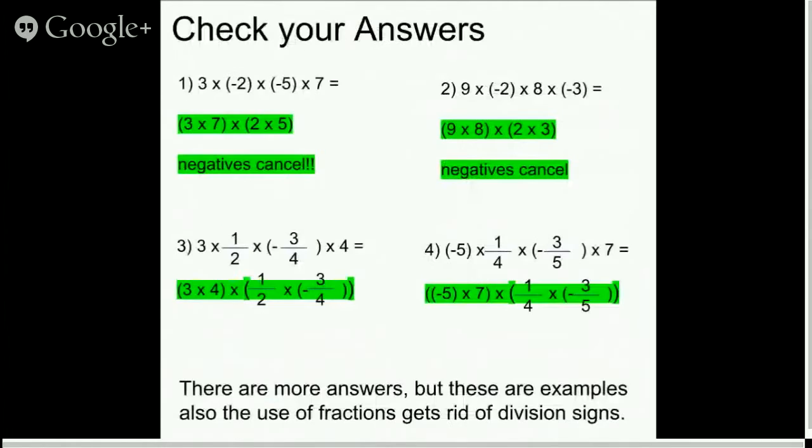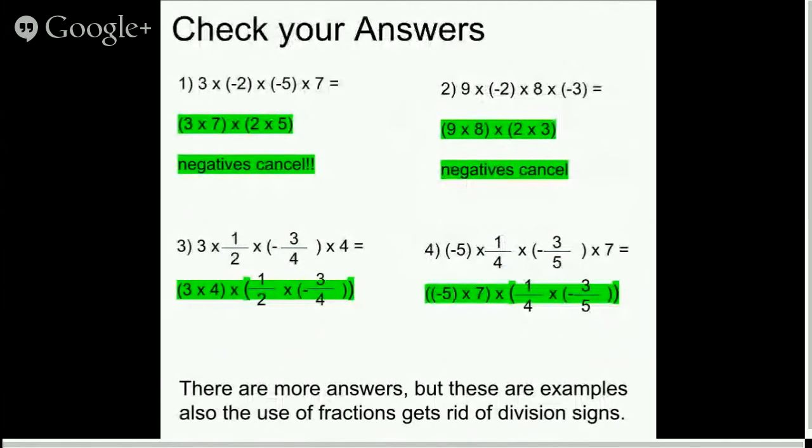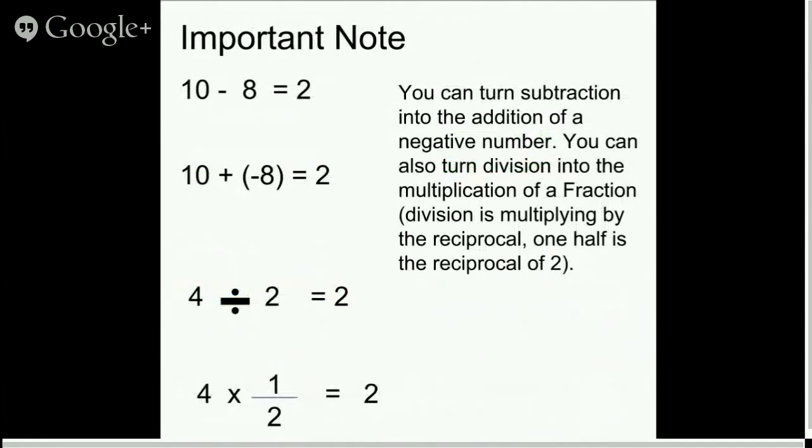Oh, and you can get rid of division signs by using the associative property. So you don't have to use division. Instead of using division, you could just multiply by a fraction. And it's the same thing. 4 times a half is 2. Just like 4 divided by 2 is 2. And this is because division is multiplying by the reciprocal. 1/2 is the same as the reciprocal of 2.